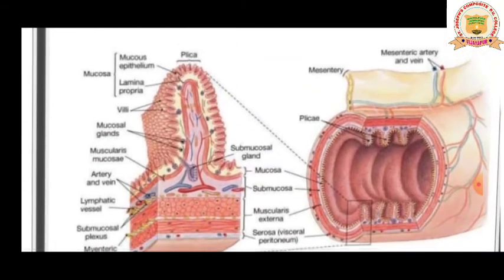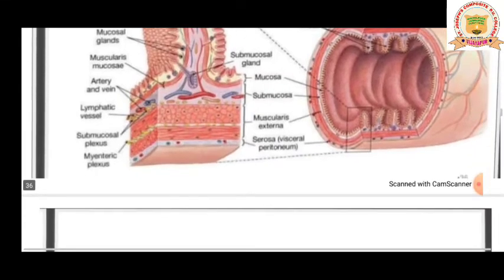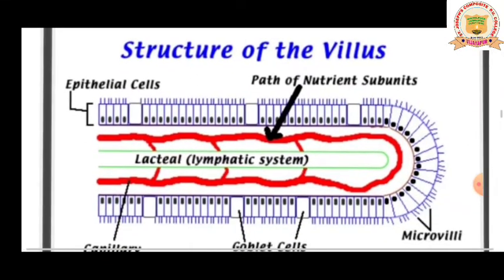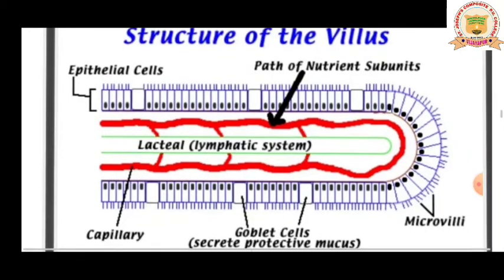Here is one more picture of the villi, which gives a clearer view of the layers like serosa, submucosa, muscularis, and mucosal layer, found in the wall of the stomach and small intestine. This is the internal structure of your villus. It consists of epithelial cells, and it has a path of nutrient subunits containing lacteals, capillaries, goblet cells, and microvilli which have a brush border like appearance.